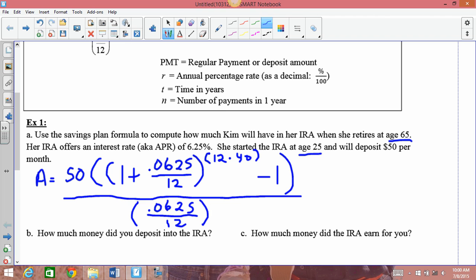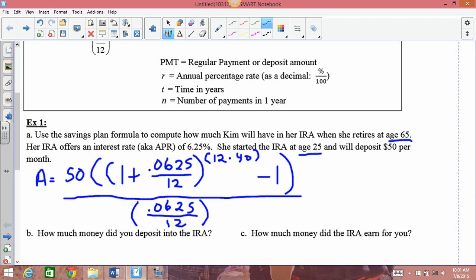This looks a little funky, but if you were successful in the last section putting all that in your calculator, you're going to be just as successful in this one. If you take this from left to right and type it in: 50, parenthesis, 1 plus 0.0625 divided by 12, close parenthesis, raise it, so use your caret button or your y to the x, start another parenthesis, 12 times 40, close the parenthesis, get out of the exponent.